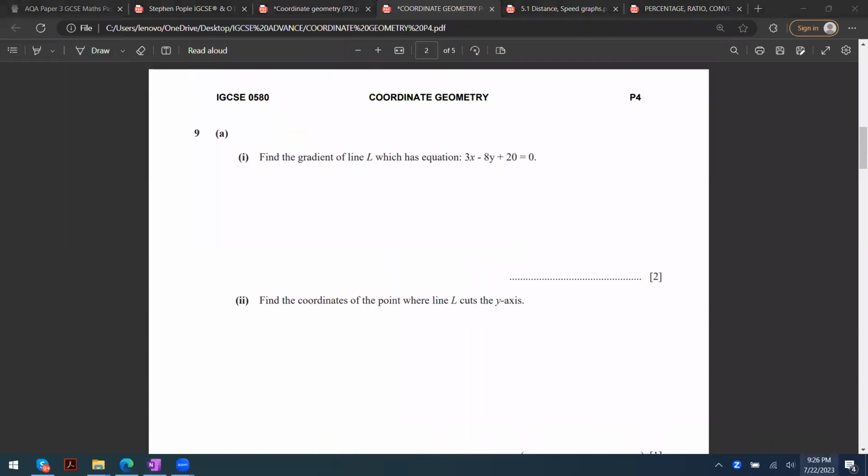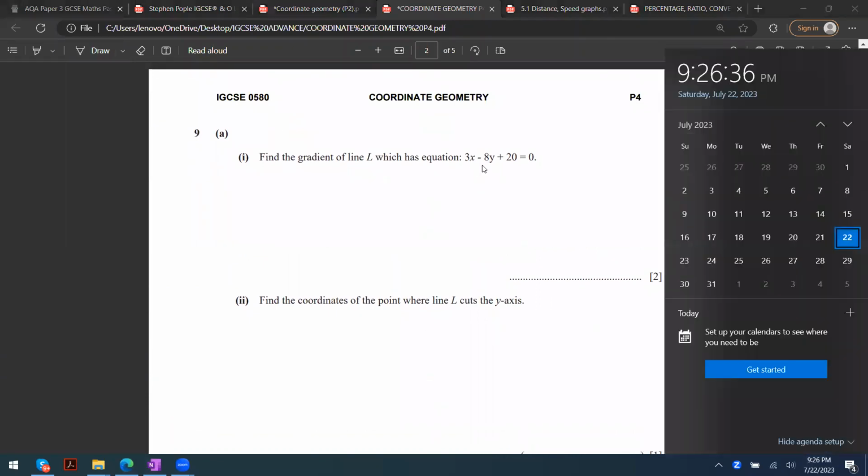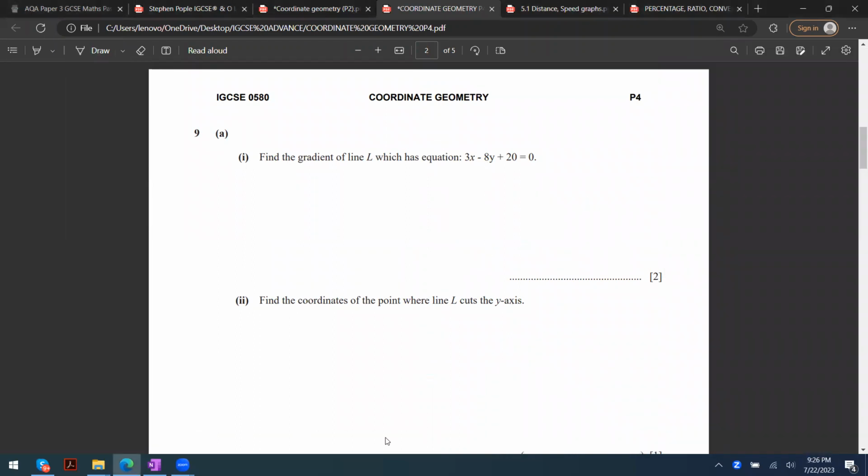I'm waiting 2 minutes. Can anyone tell me the solution to part A, the gradient of the line, please? So wouldn't this be 3? Gradient 3? No, it won't be.